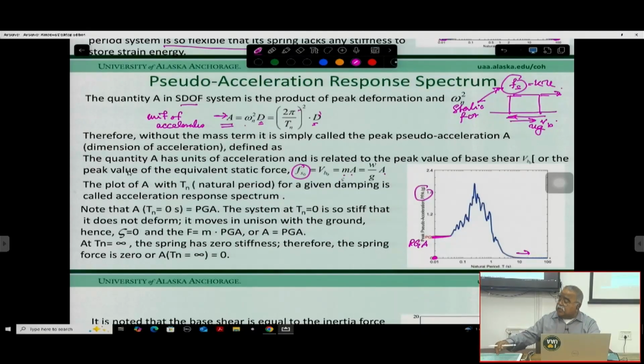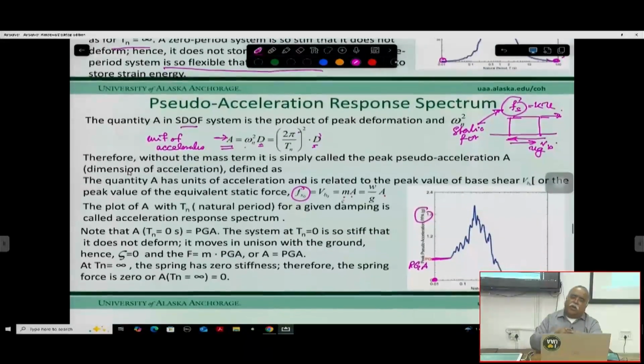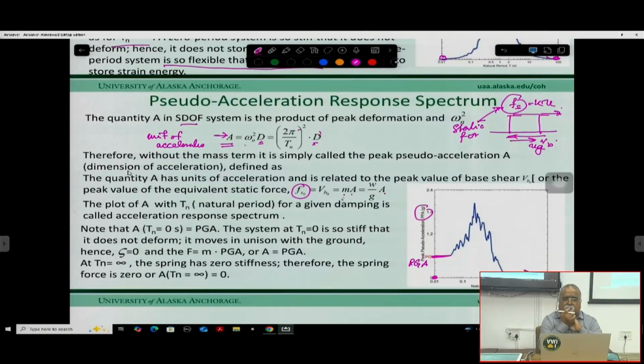So these are the three things you should keep in mind. So that means at the low period, both the velocity and the displacement response spectra should be 0, and at the high period, the velocity response spectrum is also 0, but the displacement response spectrum, or SD, is equals to PGD.